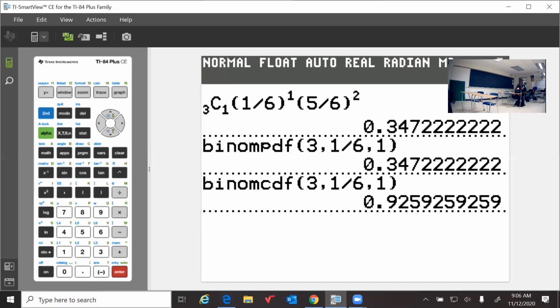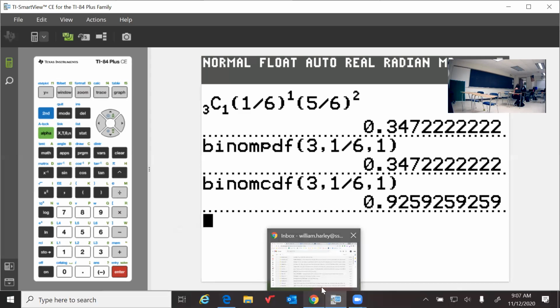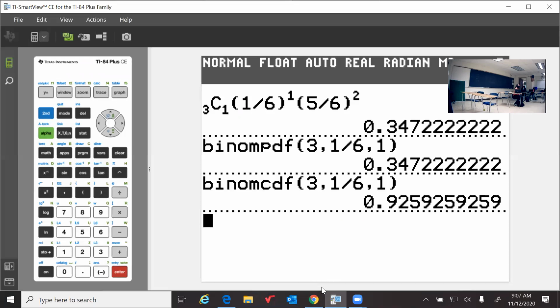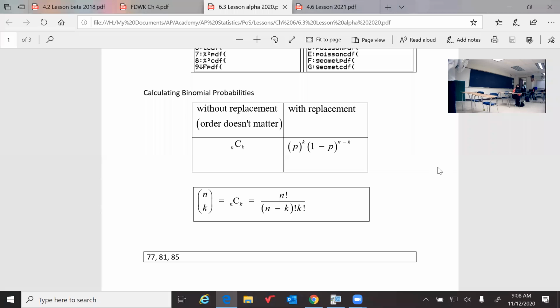So, let me pause this for a second. We're going to ask you to go to 3 problems that deal with 1 data set. 77, 81, and 85 deal with the same data set. Okay? If you have a question about the calculator key sequences, then stop.